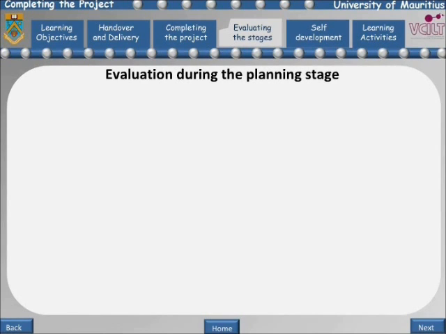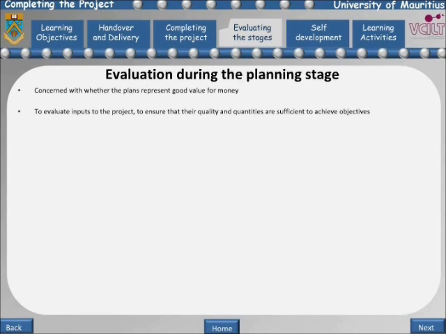Evaluation during the planning stage is usually concerned with whether plans represent good value for money. It may be appropriate to evaluate inputs to the project to ensure that their quality and quantities are sufficient to achieve the objectives. Evaluation is significant because even when a tendering process is carried out with care to ensure that the contract results in a partnership that will be successful for everyone, it is impossible to predict all the potential risks.